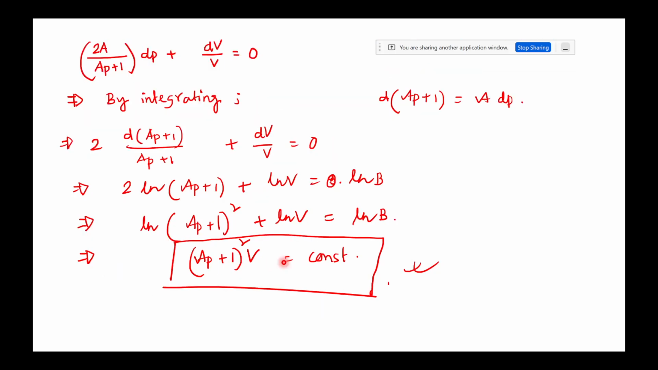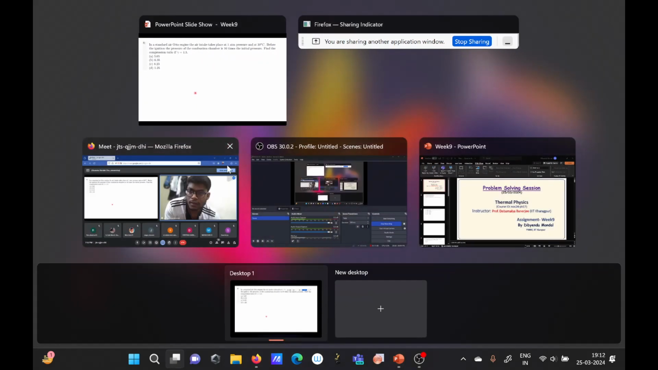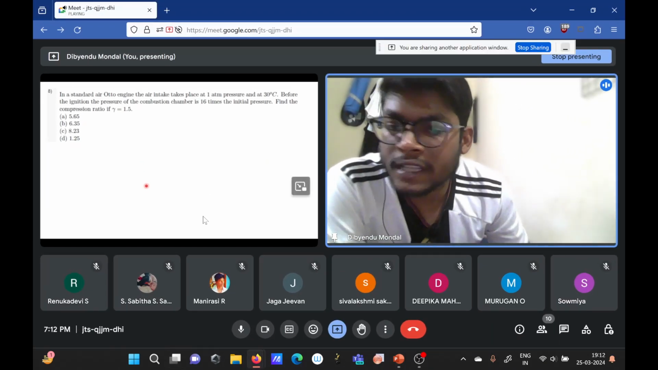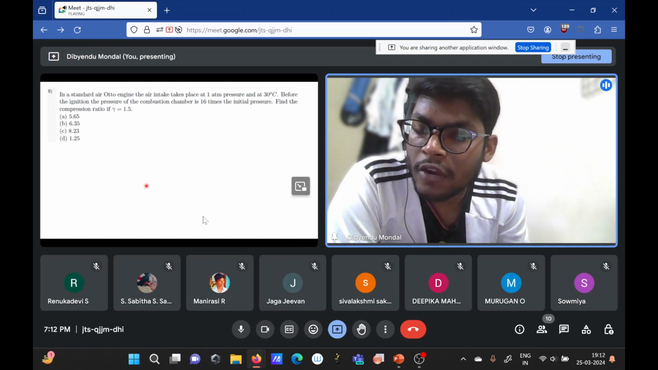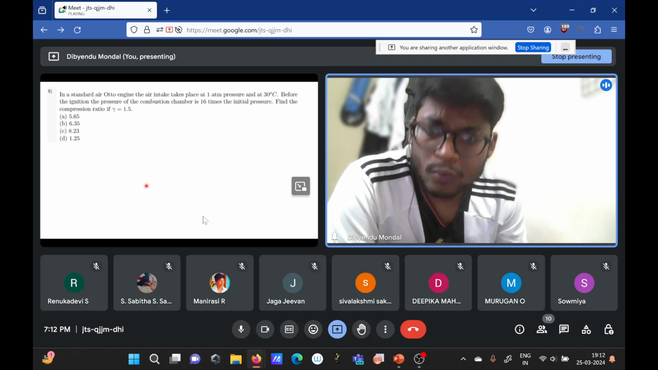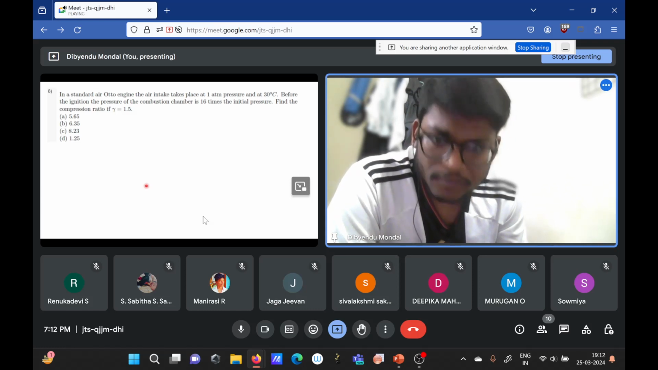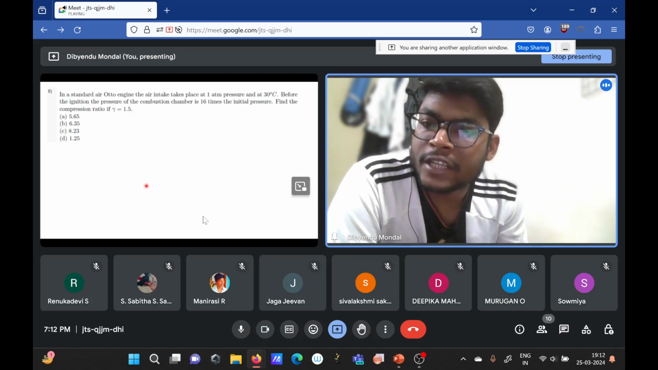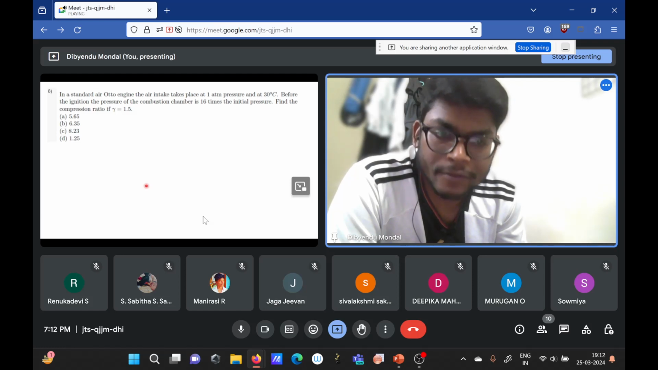So let me proceed to the next problem. Next problem says, in a standard air Otto engine, the air intake takes place at 1 atm pressure and at 30 degrees centigrade. Before the ignition, the pressure of the combustion chamber is 16 times the initial pressure. Find the compression ratio if gamma is equal to 1.5.